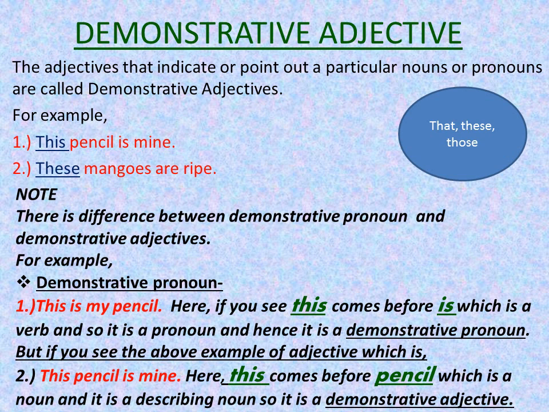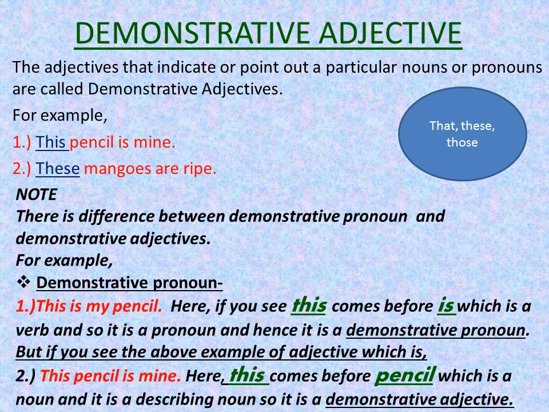The adjectives that point or indicate a particular noun or pronoun are called demonstrative adjectives. For example, this pencil is mine. I am pointing towards that particular pencil, the pencil which I am holding, this is mine. So I am talking about the pencil. So here, this pencil is mine. This is the demonstrative adjective.